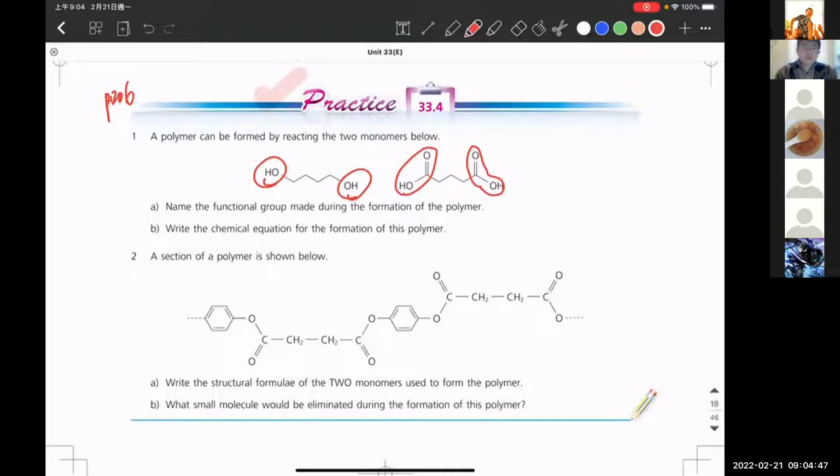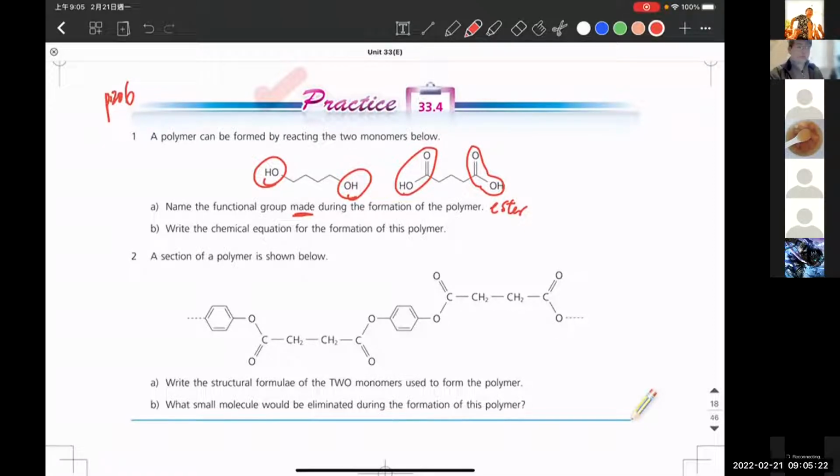Name the functional group made during the formation of the polymer. Okay, take a look at the term made. Anyone who can tell? Ester linkage. Okay, ester linkage. So I say it as ester, which means that you retrace back to the original chemicals. For the original chemicals, we have got alcohol, a hydroxy group, and one carboxyl group.